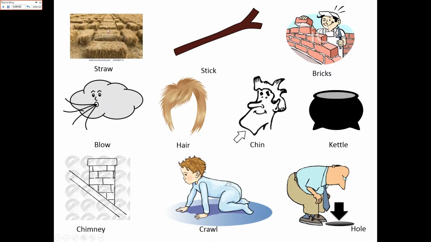You can see we've just got one thing to appear in this slide. So you're going to give yourself time to talk through with the users: straw, stick, brick, blow, hair, chin, kettle, chimney, crawl, and hole. You would maybe give yourself 30 seconds to spend on this. And you can see the count going up on the left hand side.